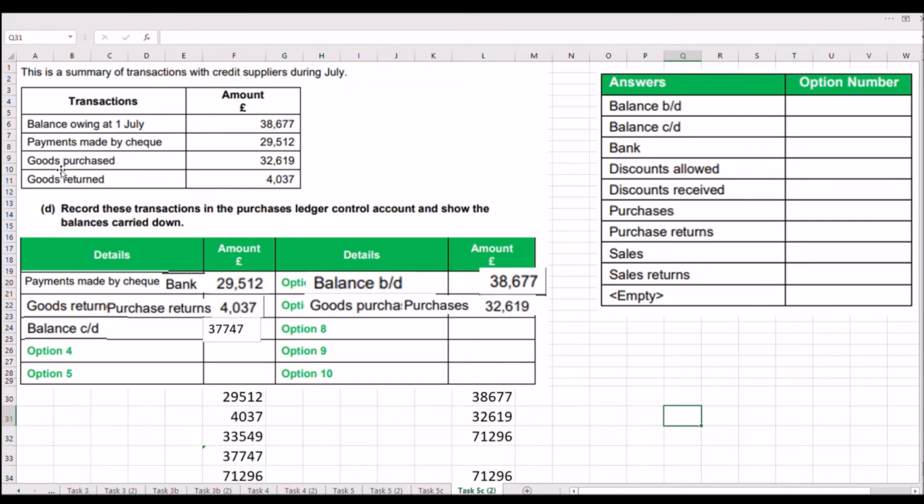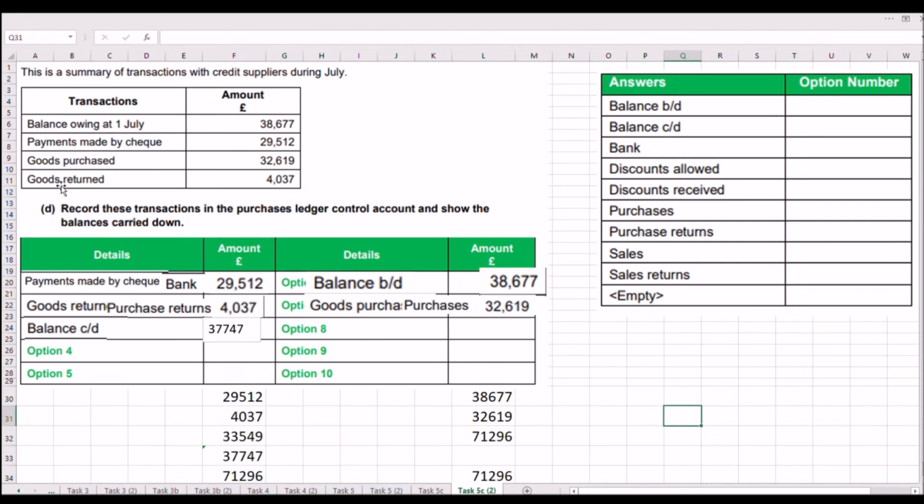It didn't have goods purchased for cash, which would be one way of making this question a little bit harder. It would be better to have goods purchased for cash in there, rather than just supplies and take out the credit suppliers. Then you'll see whether you fall for the trick of including it. But there we go: goods purchased, debit purchases, credit purchase ledger control account.